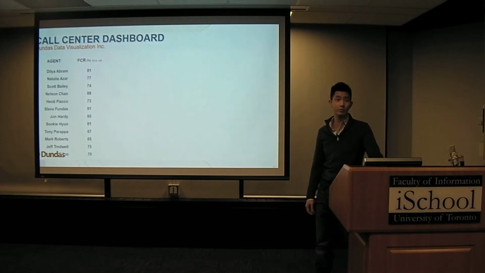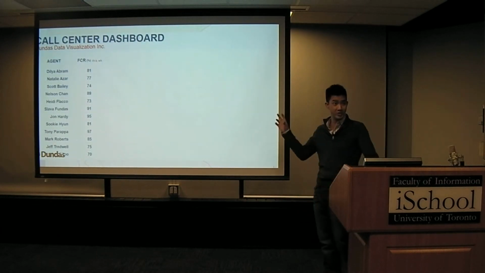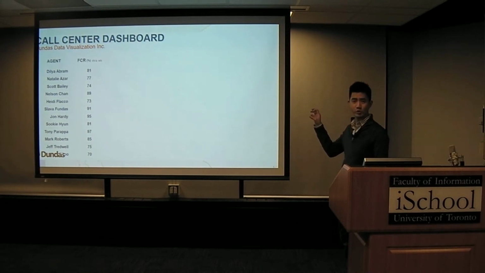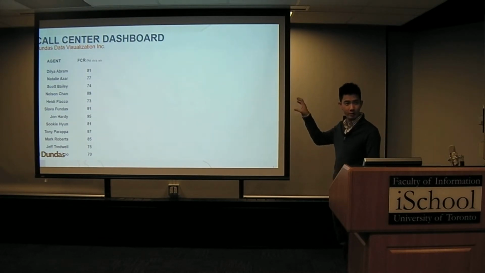This is actually a sample that we've built on a dashboard. This is a piece of it. And here we're trying to show different agents who work at a call center. And FCR means first call resolution, meaning on the first call, how many of these agents are actually resolving the problem that's been presented to them by the caller?